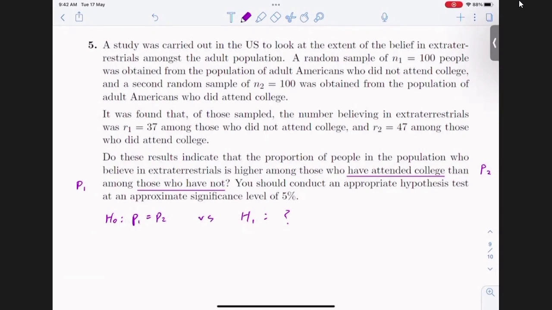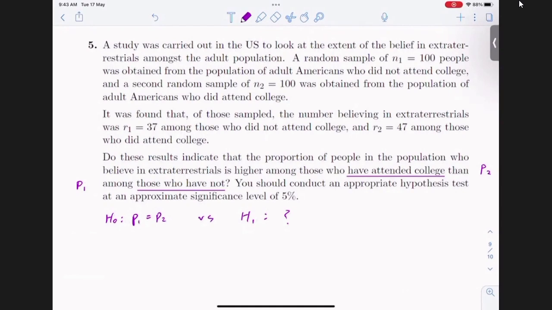So I have a few minutes left, so I would like to explain to you the key ideas to work on this question. So this is a question that is related to the comparison of population proportions, proportion of people who believe in extraterrestrial, comparing two populations who have attended college and those who have not attended.